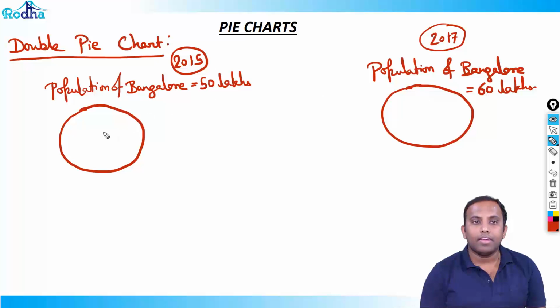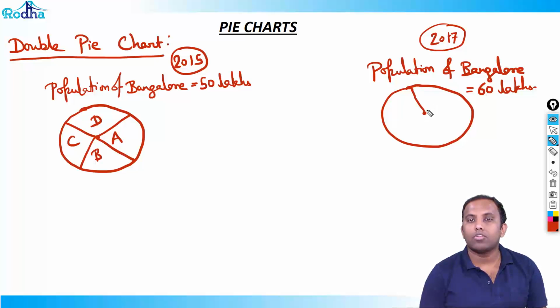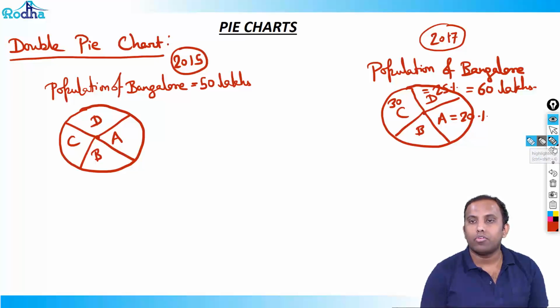Okay, and let's say Bangalore has 4 sub areas: area A, area B, area C, and area D. Again, here also same thing, area A, B, C, and D, right? Now what it shows here is, suppose area A has 20% population, area D has 25% population, area C has 40% of the population, and area B has 15% population. Correct?